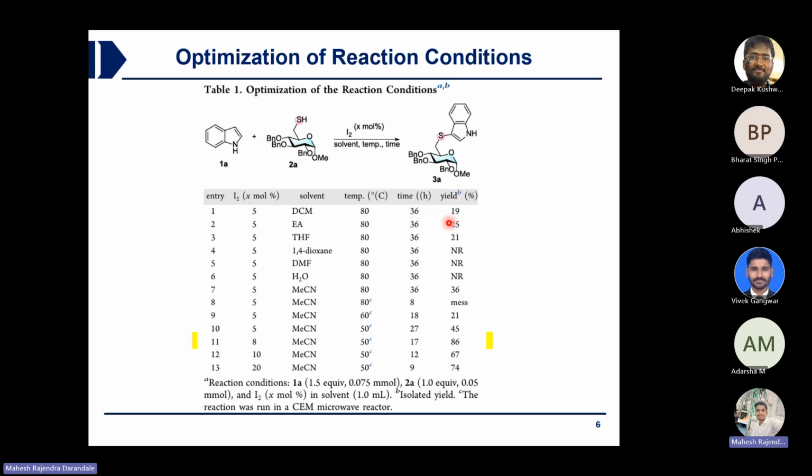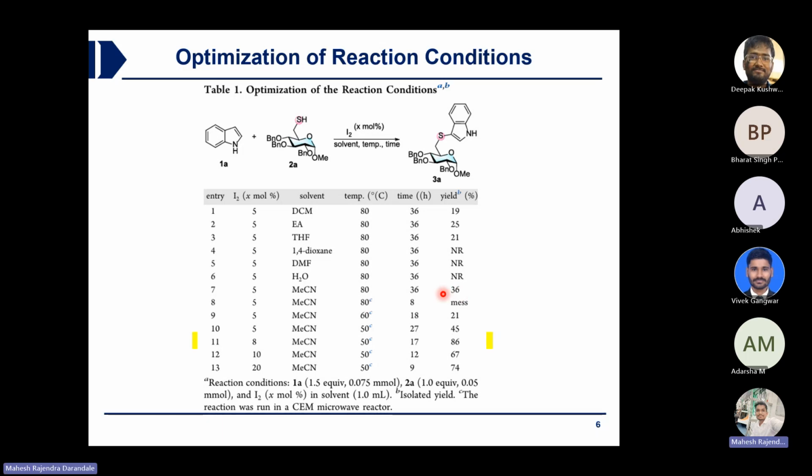According to this result, they varied their solvent scope, like ethyl acetate, THF, 1,4-dioxane, DMF, while keeping the other conditions the same. In the case of dioxane and DMF, there was no reaction. But when they tried acetonitrile with 5 mole percent of iodine at 80 degrees Celsius for 36 hours, they got some 36% yield.